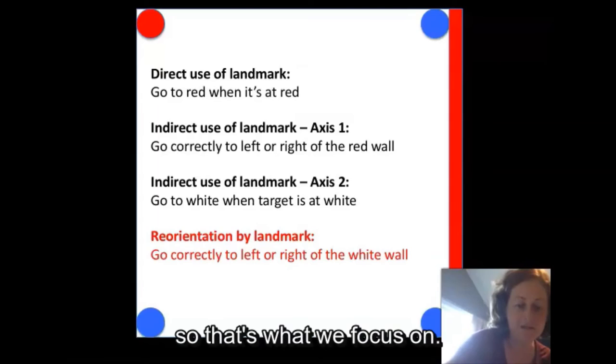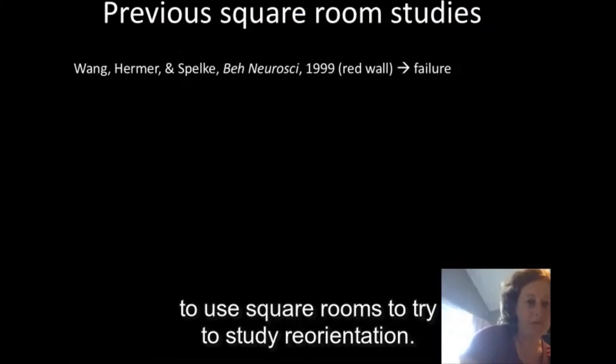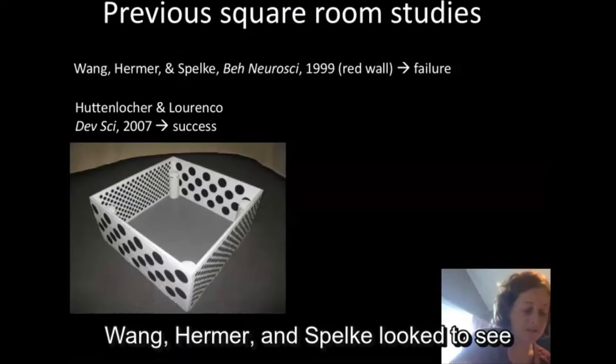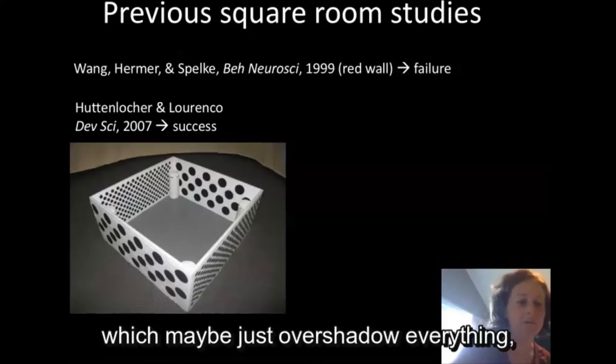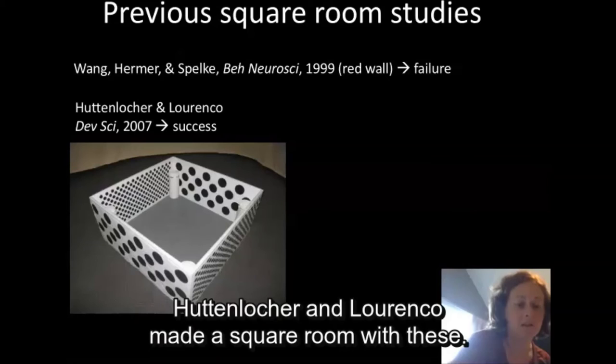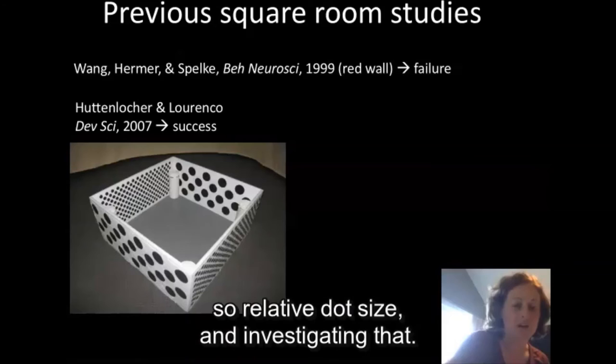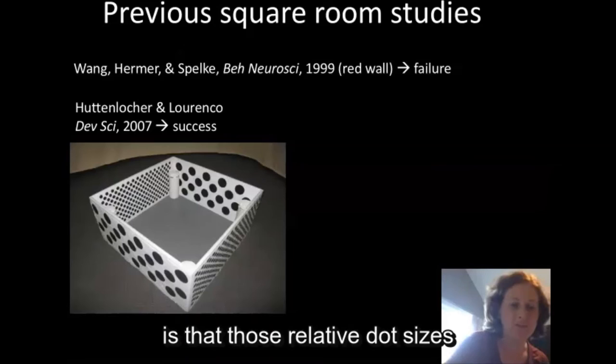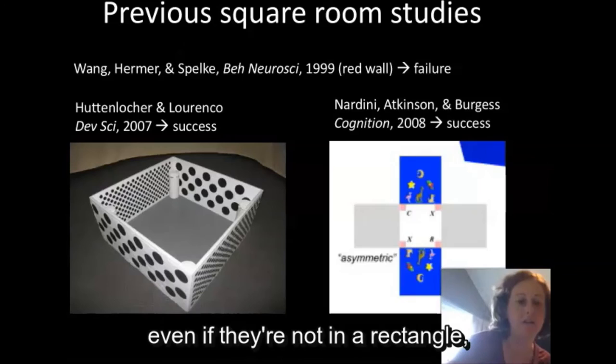I want to highlight that I'm not the first one to use square rooms to try to study reorientation. Wang, Hermer, and Spelke looked to see, if you take out geometric cues, which maybe just overshadow everything, do two-year-olds use red walls in a large square room? And the answer is no. Huttenlocher and Lourenco made a square room with these. They were looking at relative cues, so relative dot size, and investigating that. One possibility, however, is that those relative dot sizes may create illusory depth and might make children feel like they're in a rectangle, even if they're not.